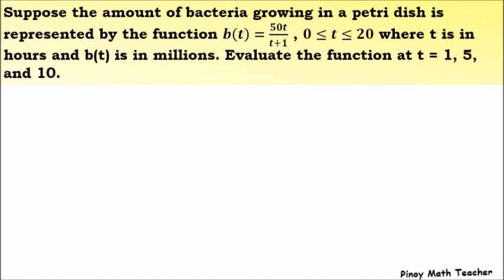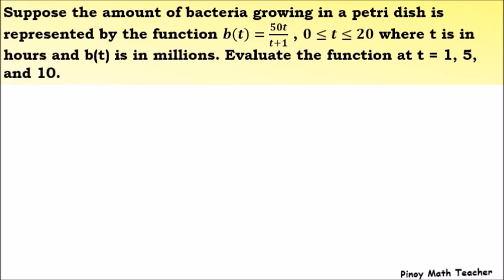Suppose the amount of bacteria growing in a petri dish is represented by the function b of t equals 50t over t plus 1, t is greater than or equal to 0 but less than or equal to 20, where t is in hours and b of t is in millions. Evaluate the function at t equals 1, 5, and 10. So, given na yung function, ang gagawin lang natin ay i-evaluate at t equals 1, 5, and 10.